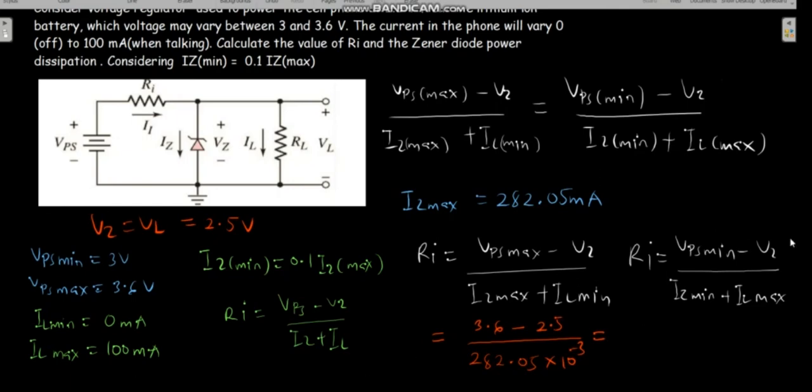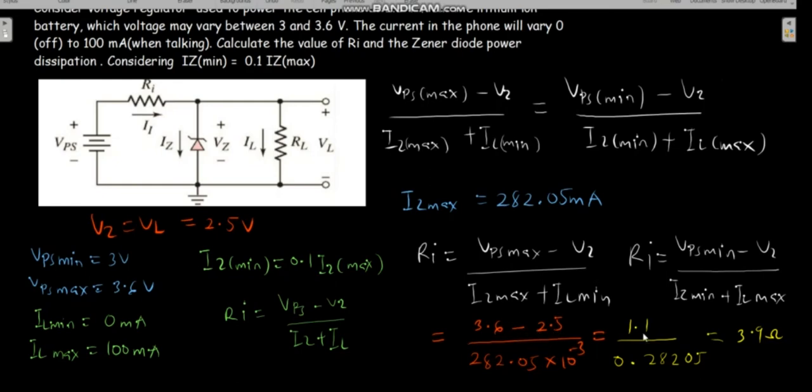So 3.6 minus 2.5 gives me 1.1. That will be equal to 1.1 divided by 282.05 times 10 to the power minus 3, that's divided by 0.28205. Let's see what we get at the end. So 1.1 divided by this actually gives me 3.9 ohms. So that will be the value for Ri here.